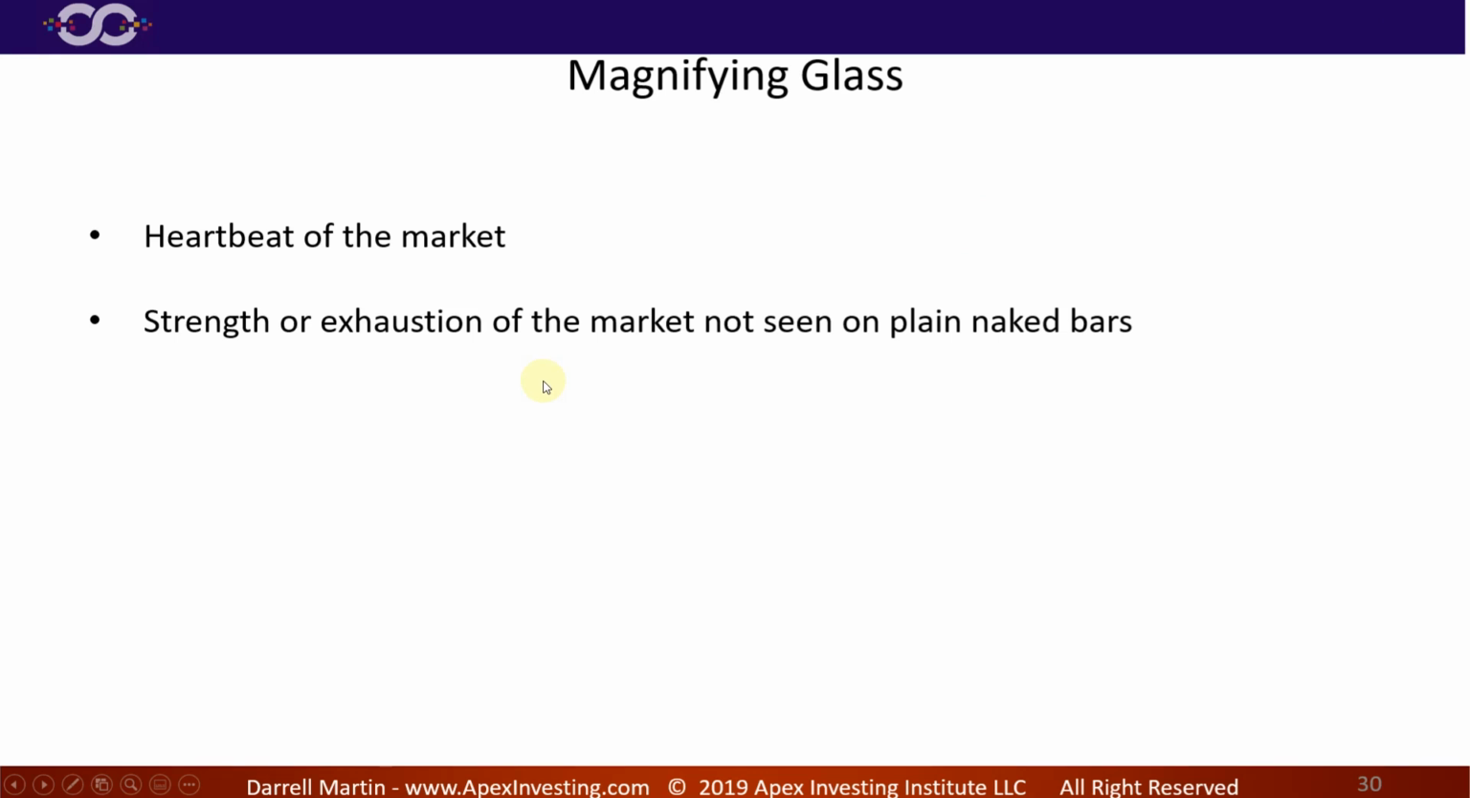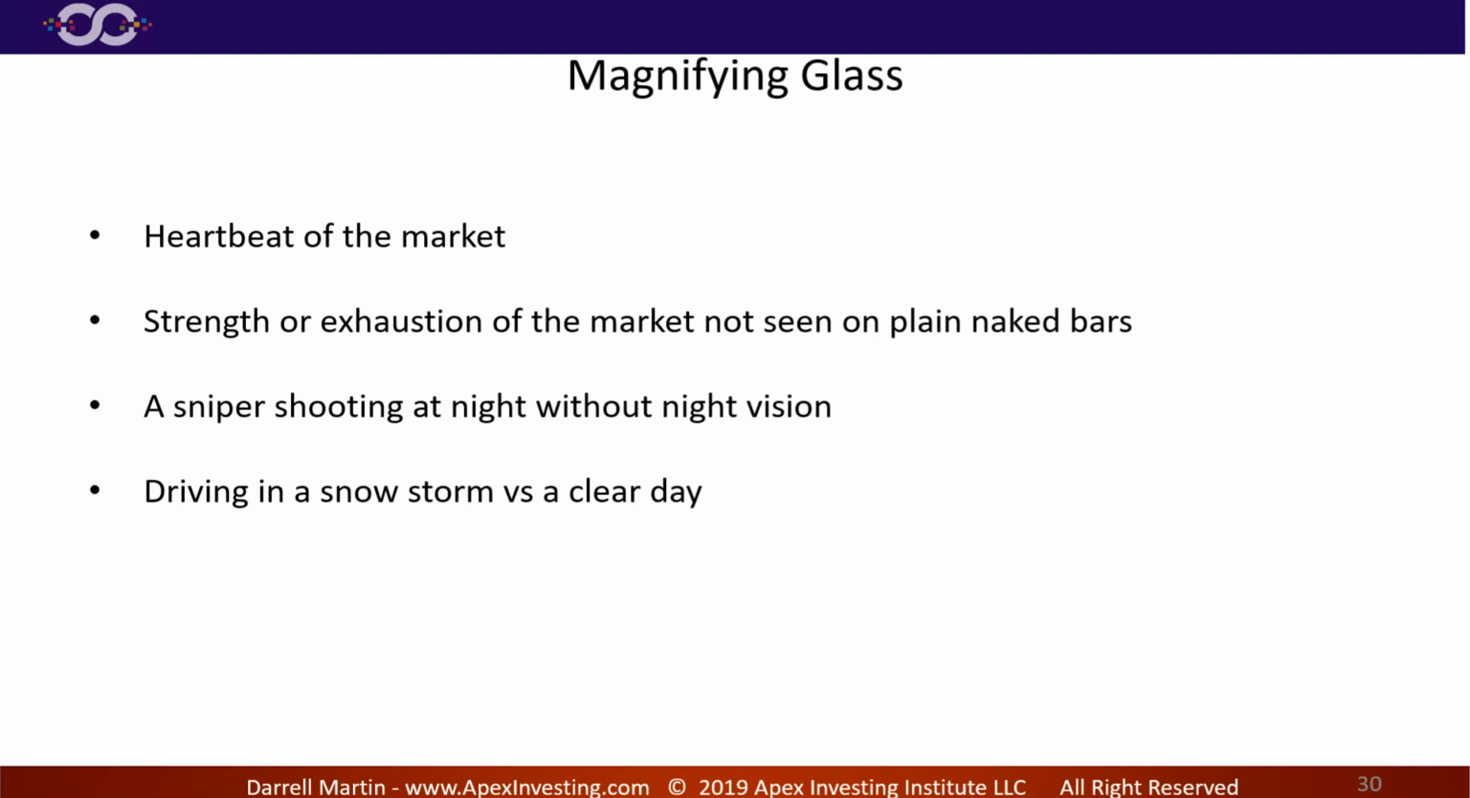So, really it gets you the heartbeat of the market. It shows you strength or exhaustion of the market. You can't see that in naked bars. This is like a sniper shooting at night. Imagine doing that without night vision goggles. That's how it's trading without having the clarity. It's like driving in a snowstorm versus a clear day. Again, the clarity of order prints versus just numbers or naked bars.